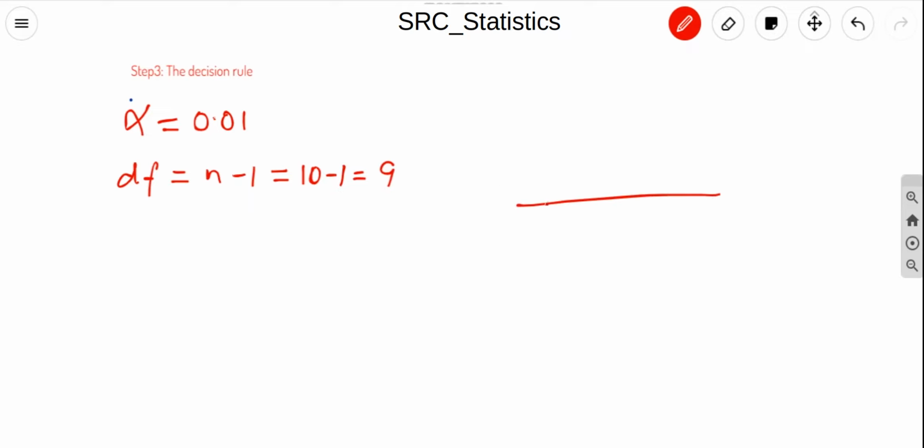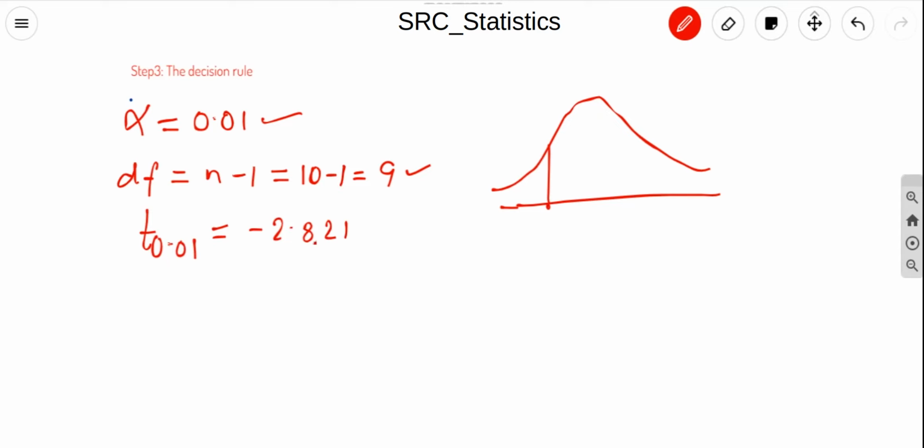And one more thing we need to remember is the type of test. This was a left-tail test, as you remember the alternative hypothesis was left directional. So we have to find the left-tail critical value of t for alpha equal to 0.01 and for 9 degrees of freedom. From the t table we can find the value is negative 2.821. I am showing you how we get the critical value. So negative 2.821.